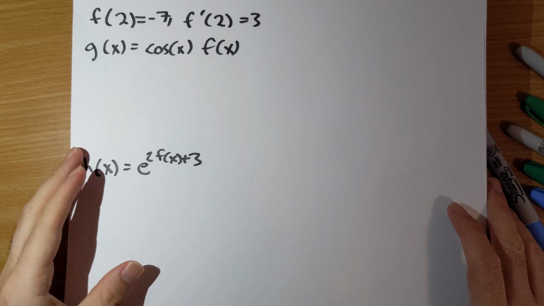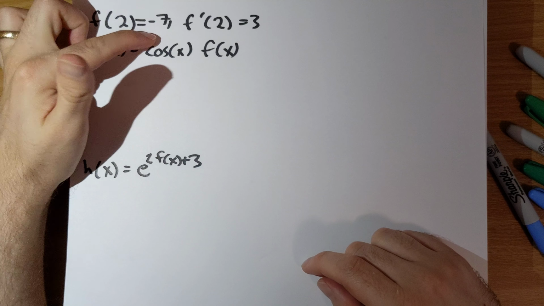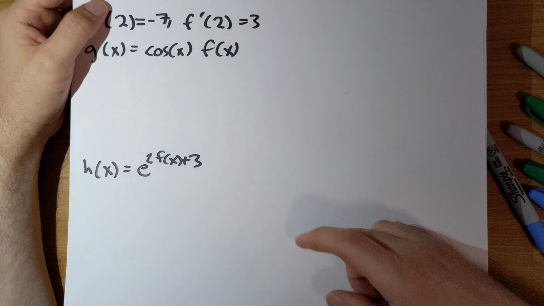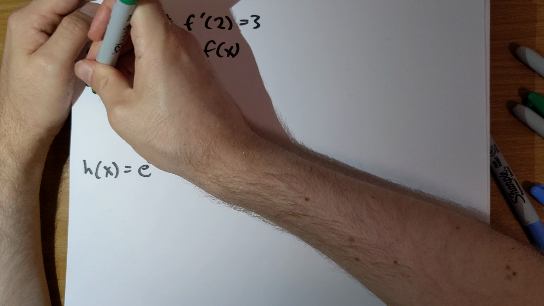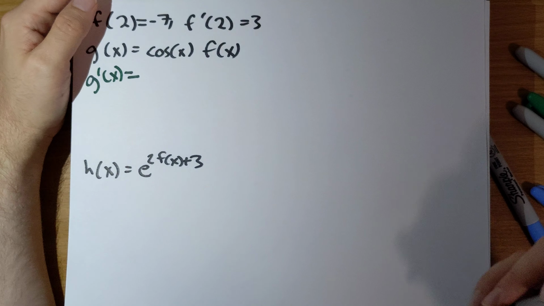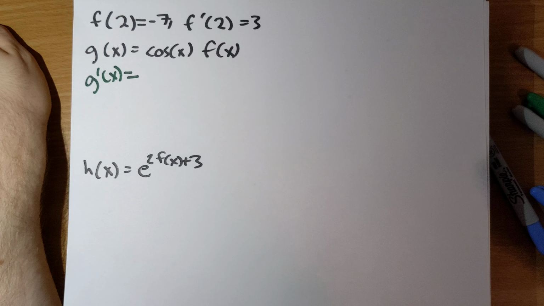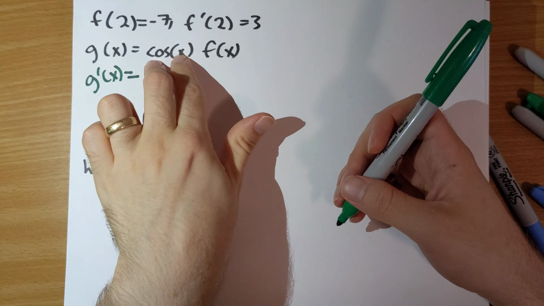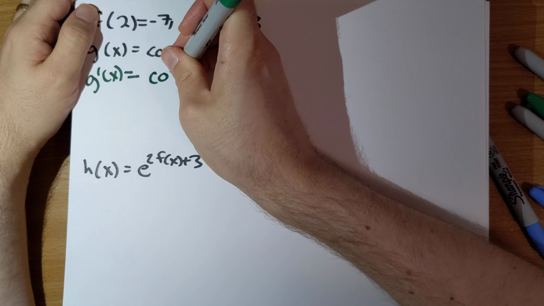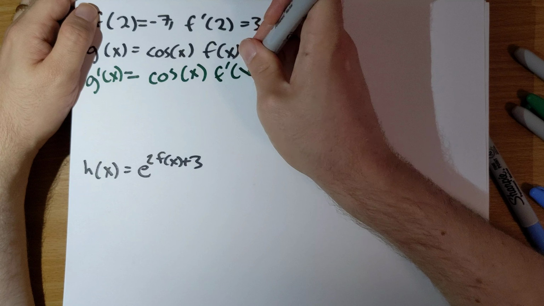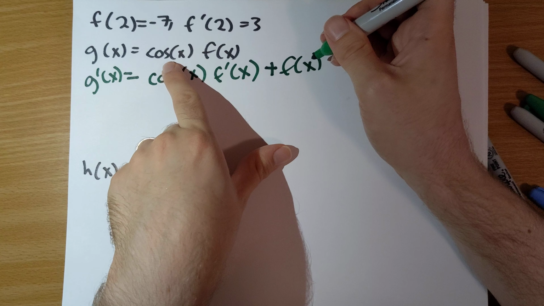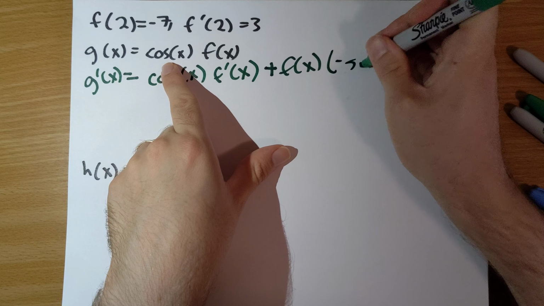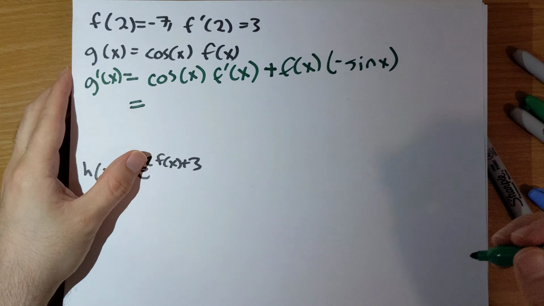Okay, in a similar spirit, problem number 8, we're told that f of 2 is equal to negative 7, f prime of 2 is equal to 3. That g of x is cosine x times f of x. Okay, so what is g prime of x? We're going to use the quotient rule. Sorry, not the quotient rule, the product rule. This times the derivative of this. Cosine x times f prime of x. Plus this f of x times the derivative of cosine x. And the derivative of cosine x is negative sine x.